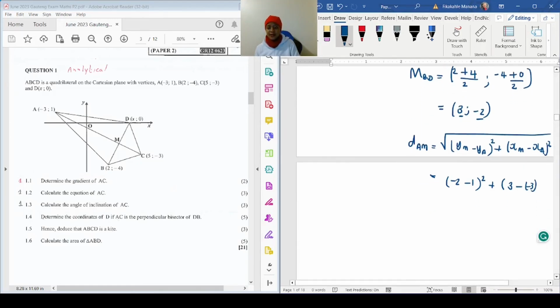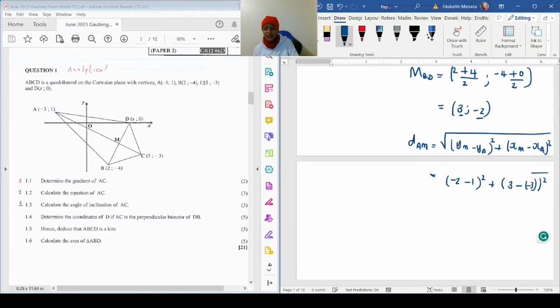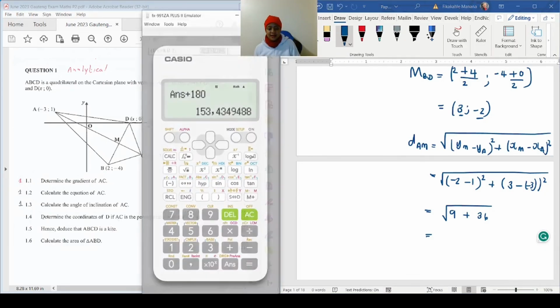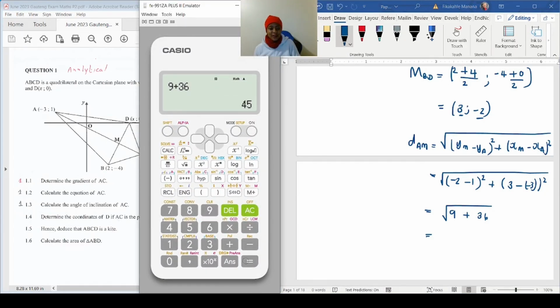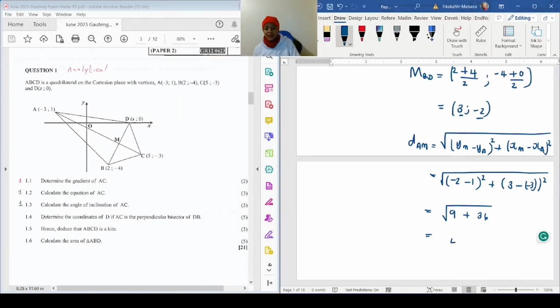Okay, let me just take it up. I don't know why I'm squeezing myself in the corner. I can just basically write somewhere else. Minus 2 minus 1 is minus 3, and that squared is 9. 3 plus 3, that's 6, and 6 squared is 36. Okay, and then 9 plus 36. Let's just check. 45, yeah. Okay, so root 45. So now we have our perpendicular height, which is AM.